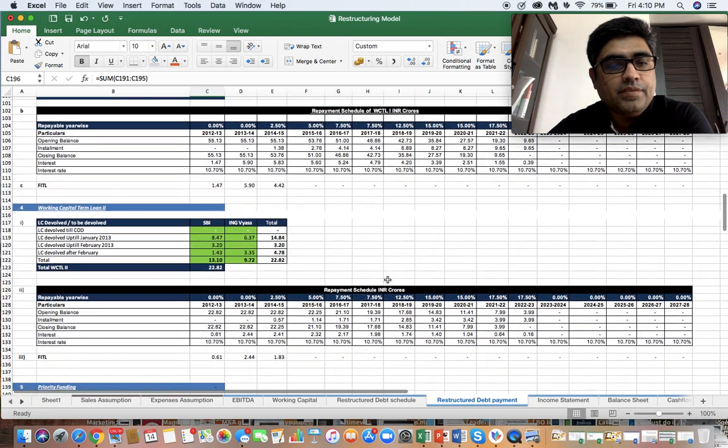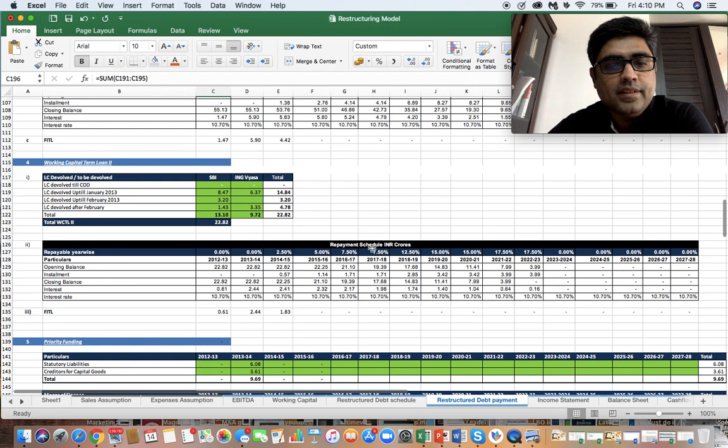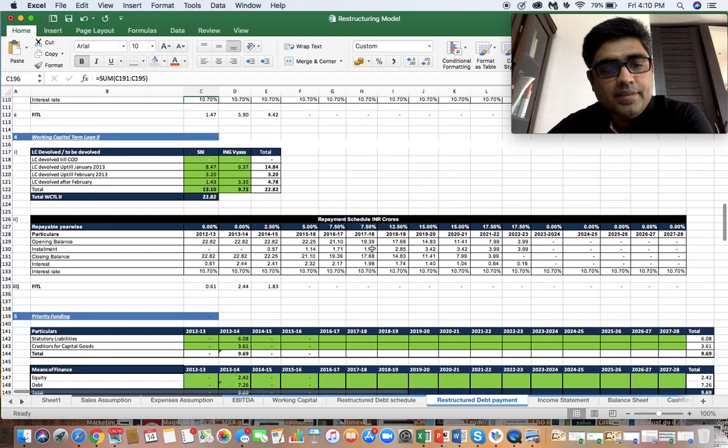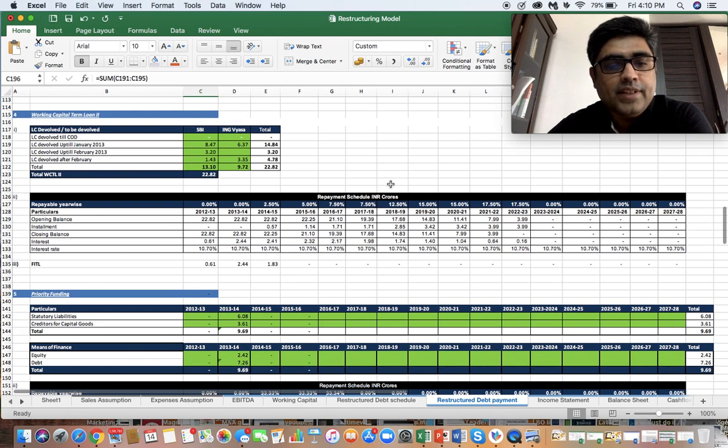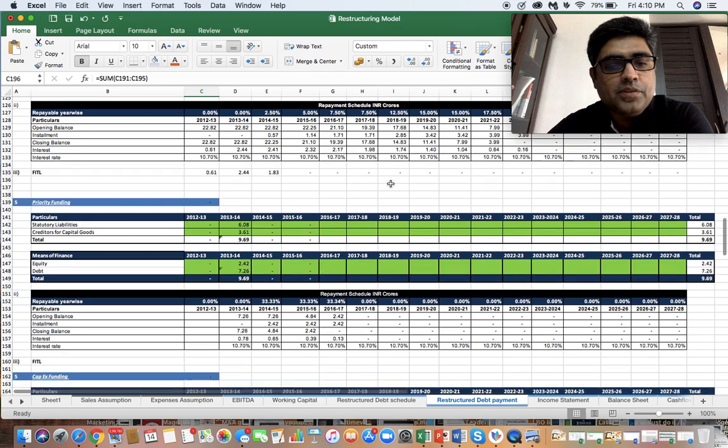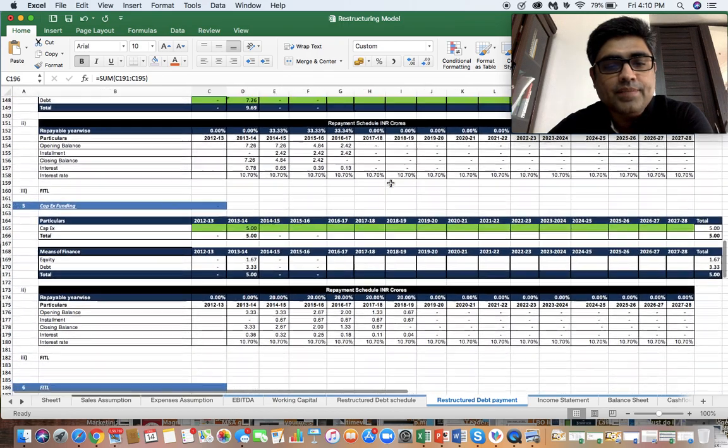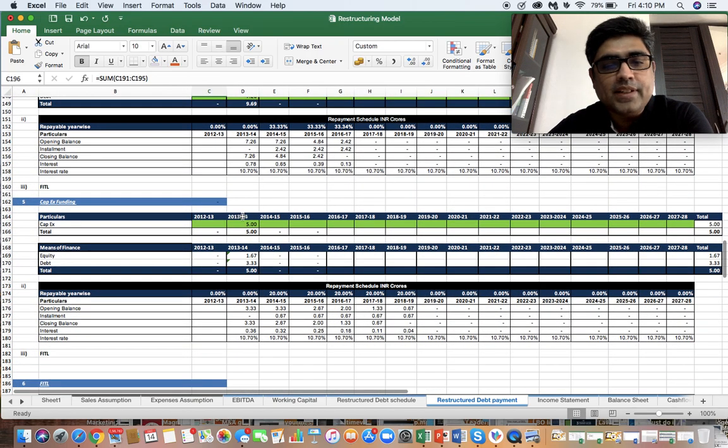So for the different nature of facilities, when I say facility, I mean the different nature of financial means, say the working capital term loan, FITL, term loan, working capital. These are all facilities which are enjoyed by the company, right? So how they are going to make those payments. So this is the entire structure, as you get to see. This is the capex funding and stuff like that, right?